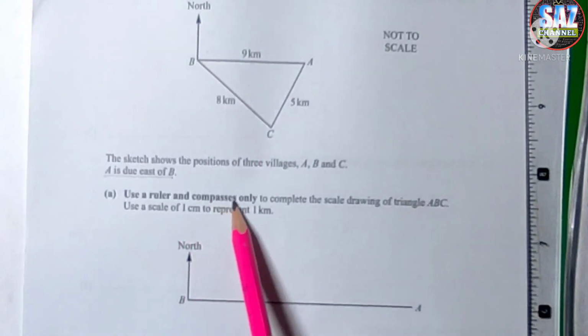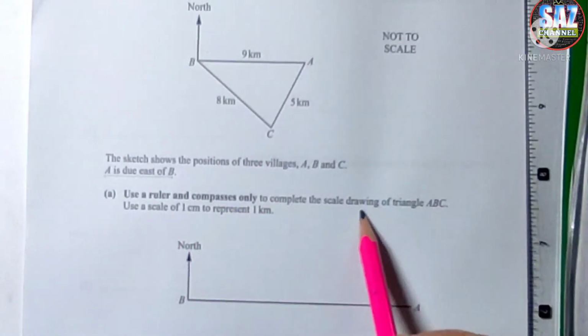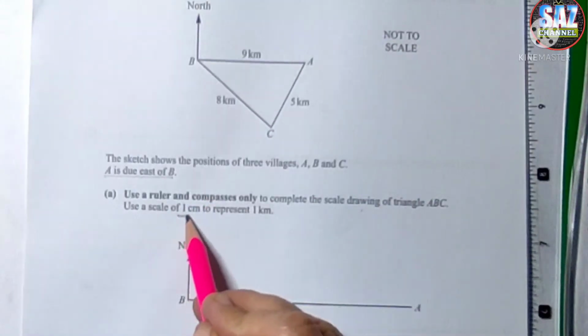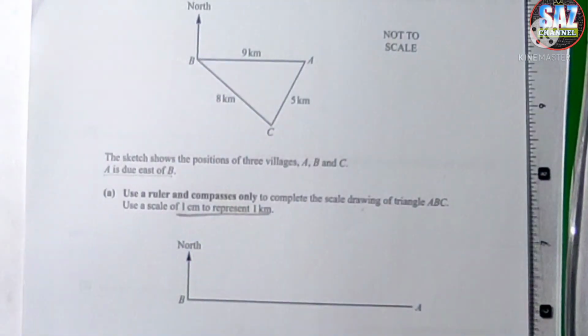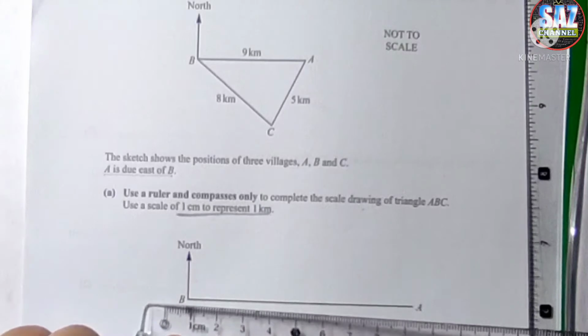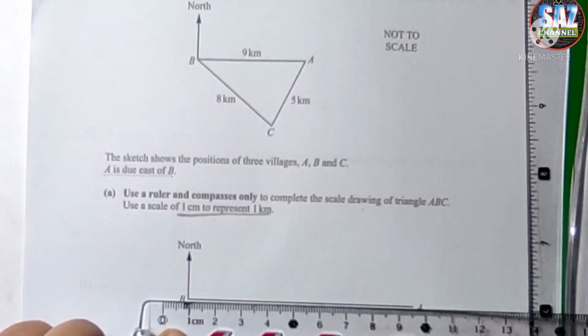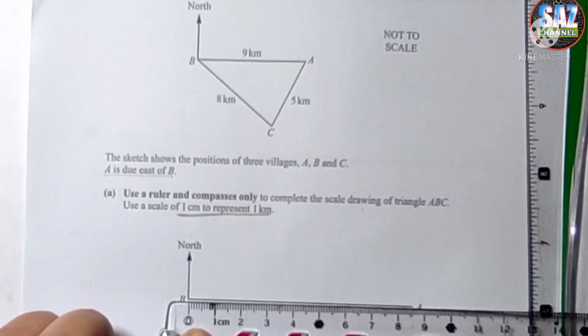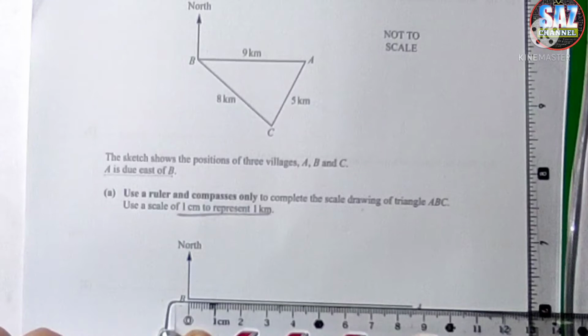Use the ruler and compass only to complete the scale drawing of the triangle ABC. The scale which is given is 1 centimeter to represent 1 kilometer. It's really important to read, understand and underline important terms of the question and follow the instructions which are given to us. For 9 kilometers, the examiner has given us this, 9 centimeter. Due to the printing problem, the length can be a little big or small, so no matter.